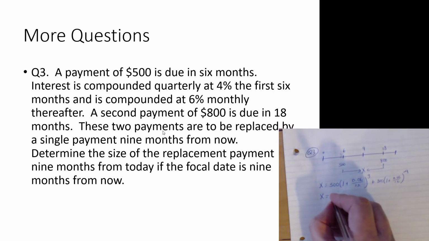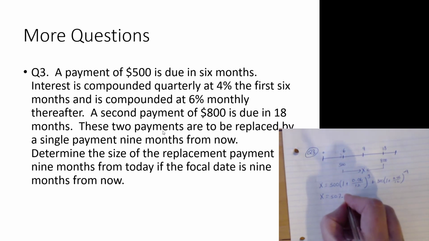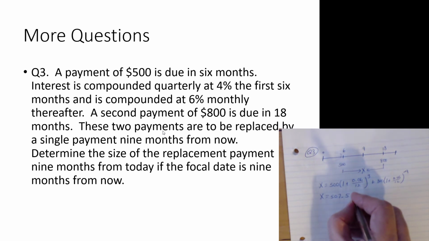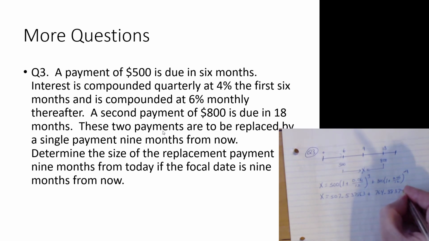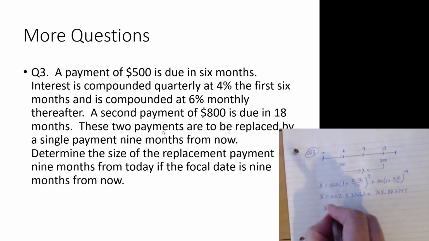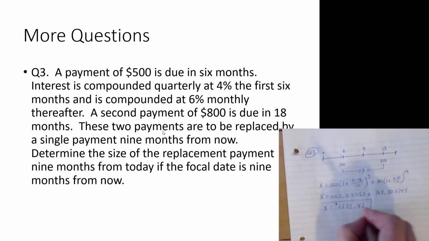X then becomes equal to $507.537563 plus $764.883744, so lots of decimals. And ultimately, X becomes $1,272.42. And there we sit, right?